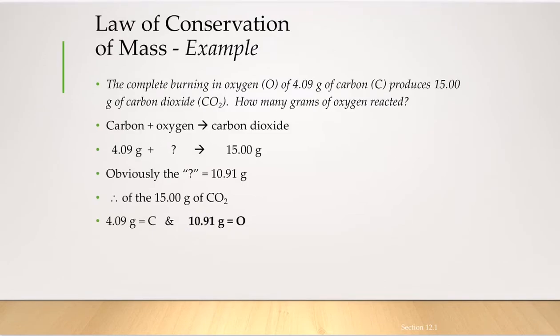Here is an example for the law of conservation of mass. The complete burning in oxygen of 4.09 grams of carbon produces 15 grams of carbon dioxide. How many grams of oxygen is reacted? So we know that in the law of conservation of mass, the total mass on the left side and the right side of the equation is going to be pretty much the same.